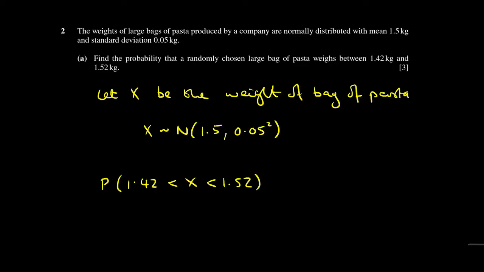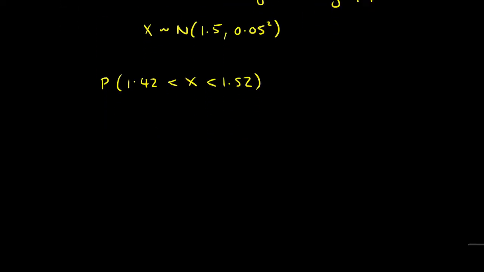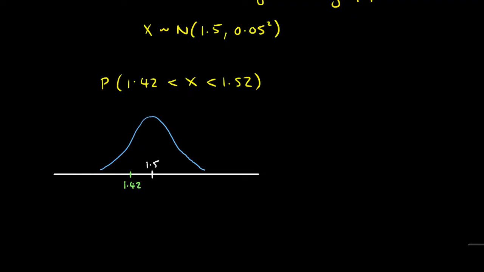And I think it's helpful to draw a quick diagram so we understand what this is actually going to look like. So if I was to draw the distribution, then it's going to look something like this. Forgive my slightly bad drawing of a curve there. So we know that our mean, the center of this distribution, is going to be roughly there. That's 1.5. And we're interested between 1.42 and 1.52. So let's try to draw that on and say 1.42 is here. And 1.52, let's put it there.